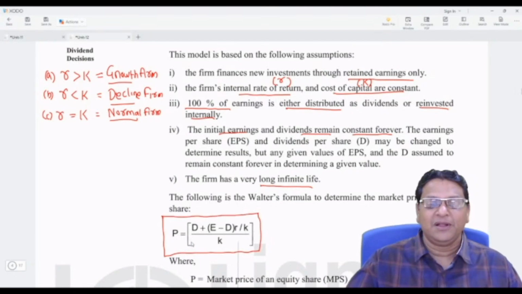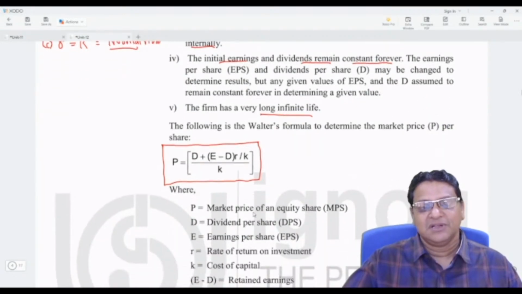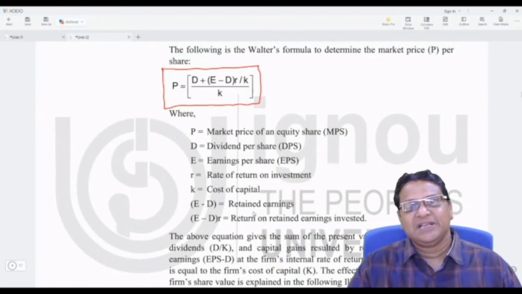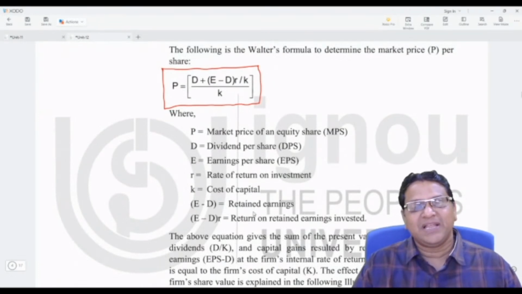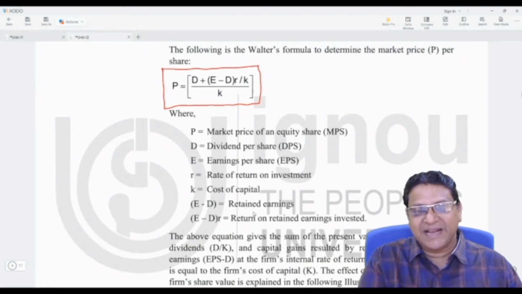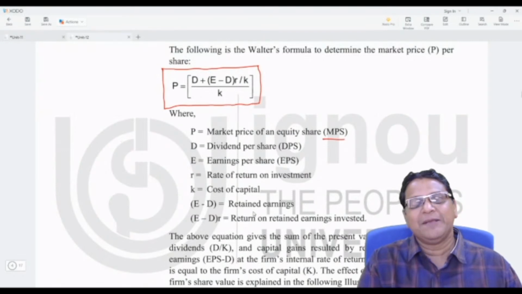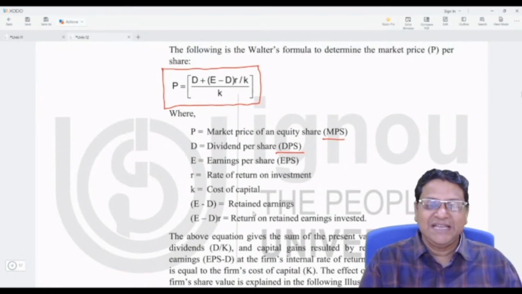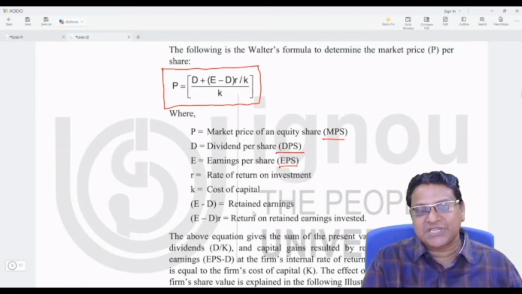We will study the formula. What is the formula? Then we will discuss. The formula is P is equal to D plus E minus D into R by K, whole divided by K. So what is P? P is equal to market price of an equity share or MPS. What is D? D is equal to dividend per share or DPS. And what is E? E is equal to earning per share or EPS.